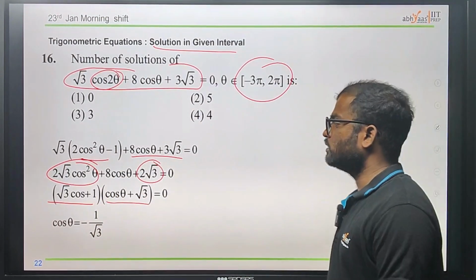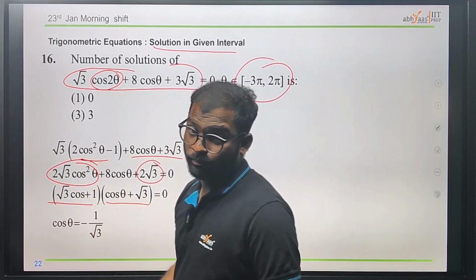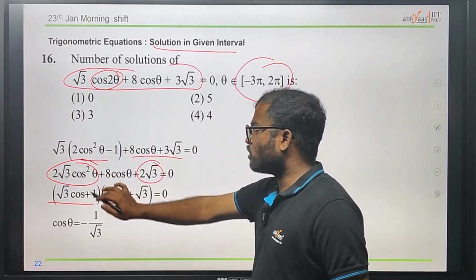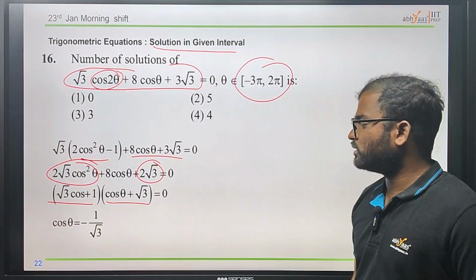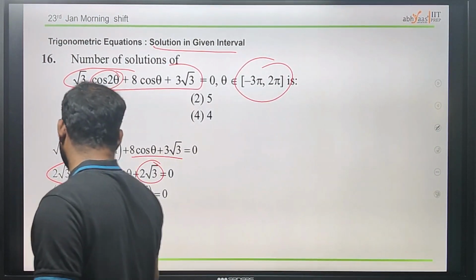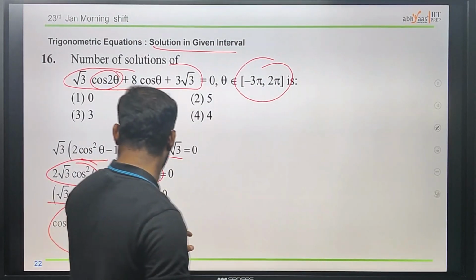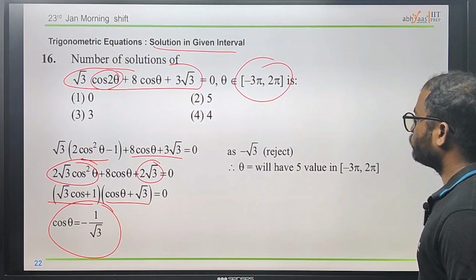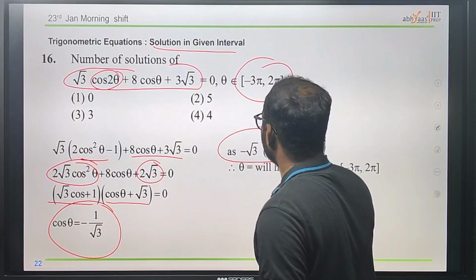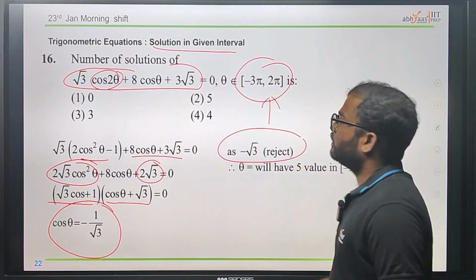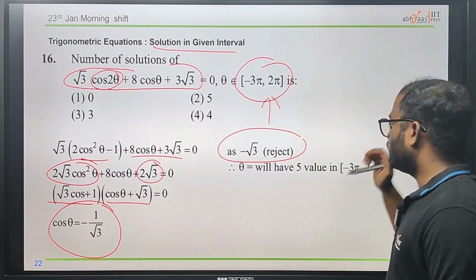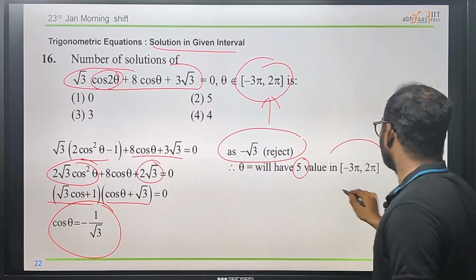Since this looks like a quadratic equation, we can find the roots of this one. cos theta will be minus 1 by root 3, which will be in this region. And root 3 is rejected because it is not in this interval. Therefore theta will have 5 values in this interval 3 pi to 2 pi.